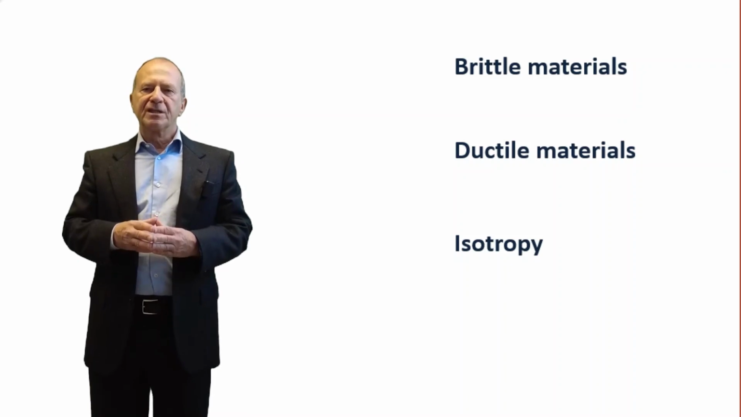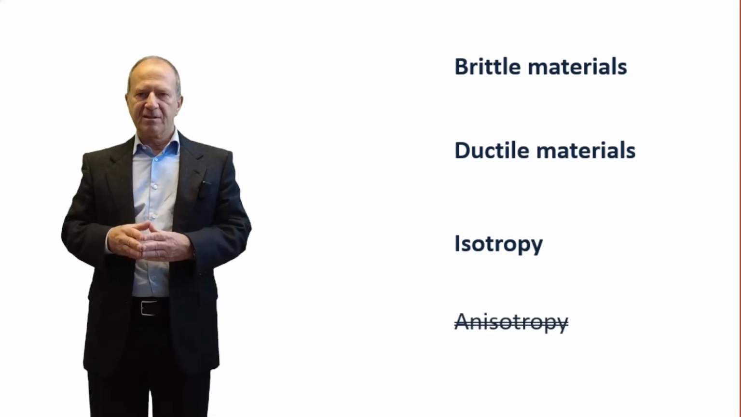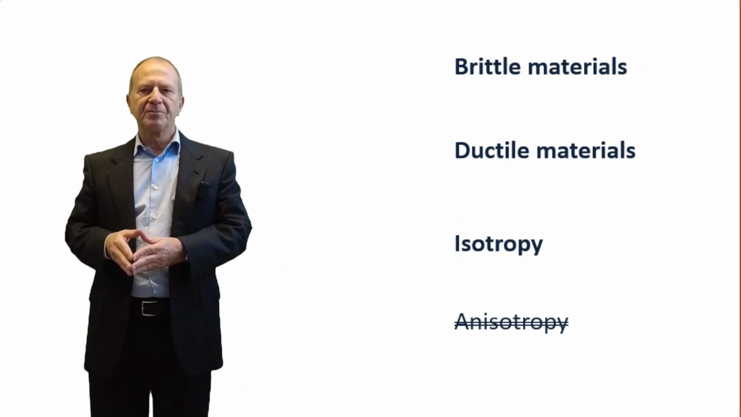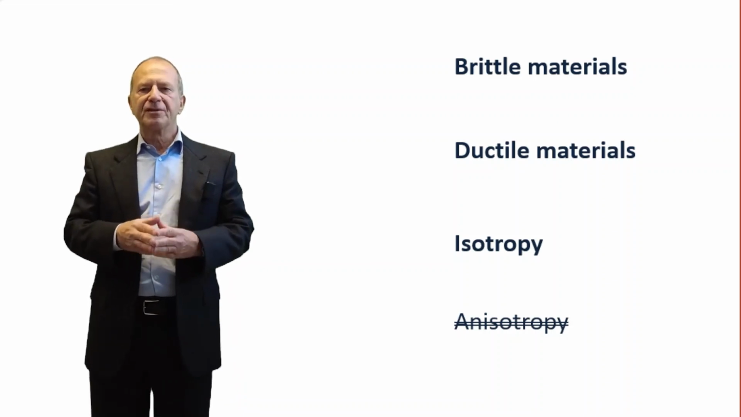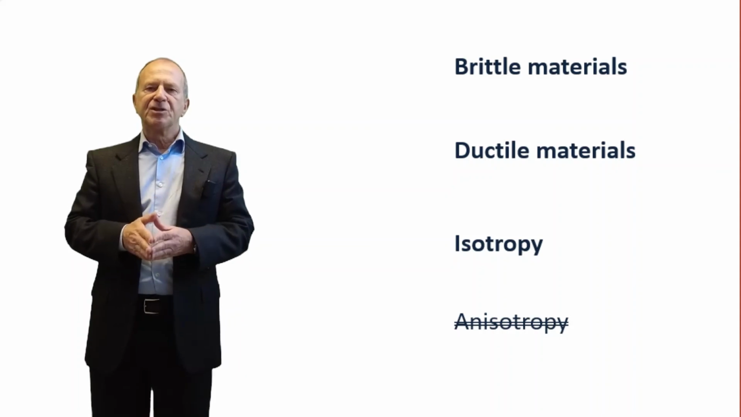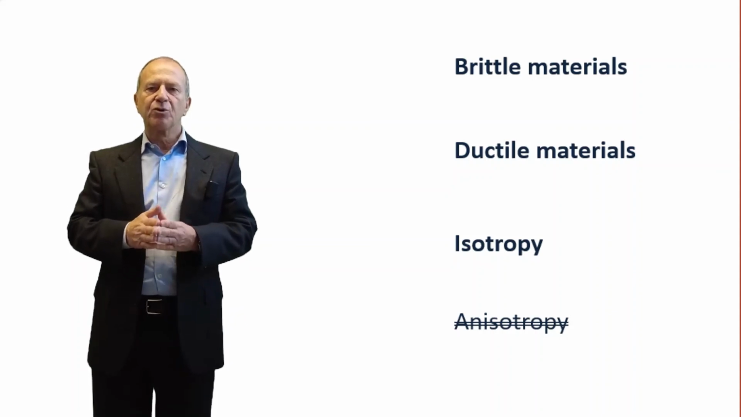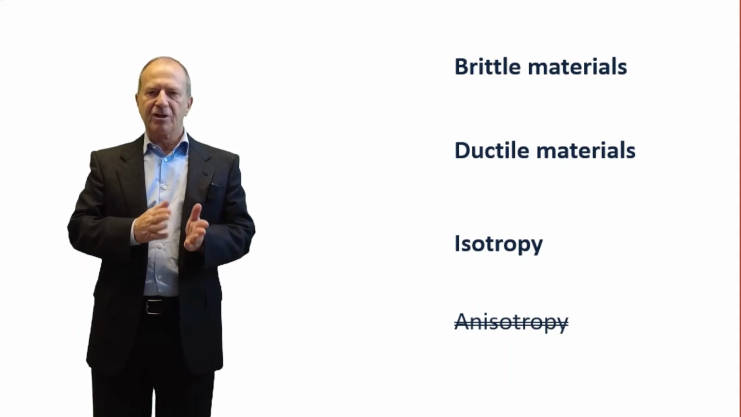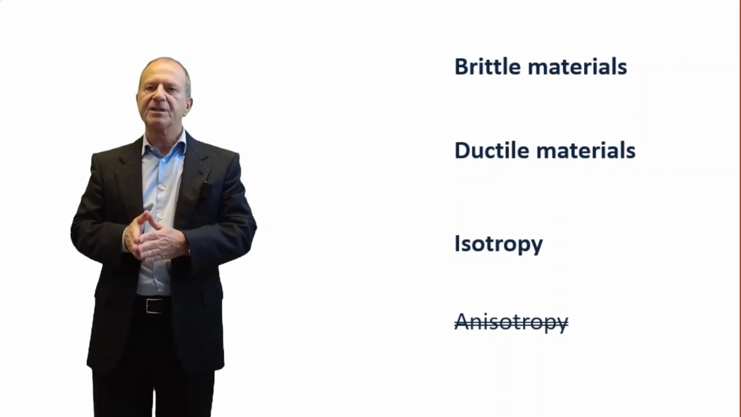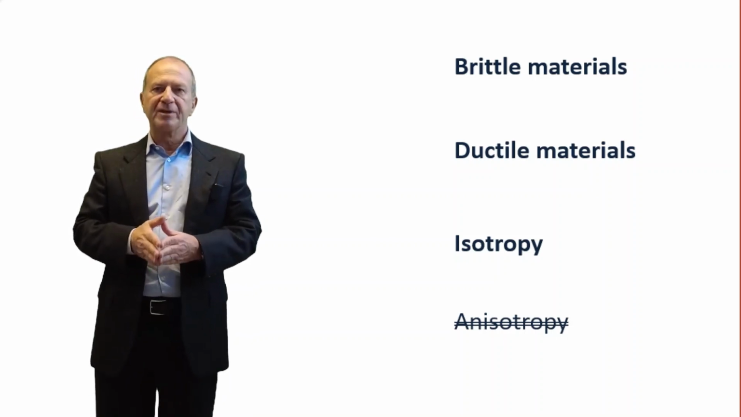We will not consider anisotropic materials like wood, fiber-reinforced materials, layered rock, and so on, which have different properties in different directions. For these materials, a strength criterion would also embed the orientation of the principal stresses with respect to the fibers or the layers, but we are not going to deal with these materials.